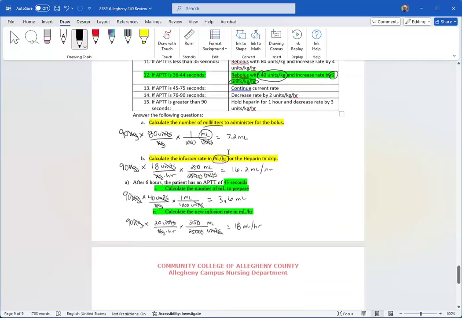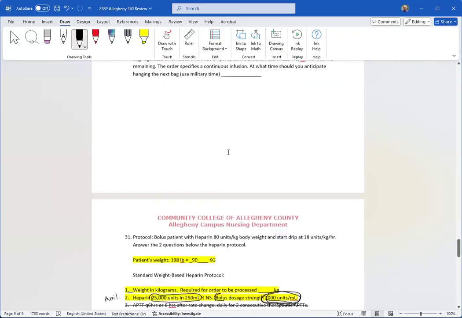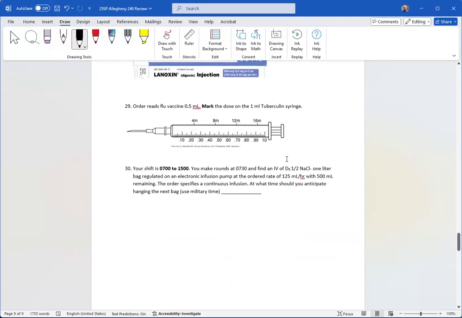Okay. And then I know it's silly, but number 29. So the entire syringe is the 1 milliliter, correct? Right. So it would just be at the 0.50 mark. Correct. Yeah, this one is the 4M, 8M, 12M. These are molar units.